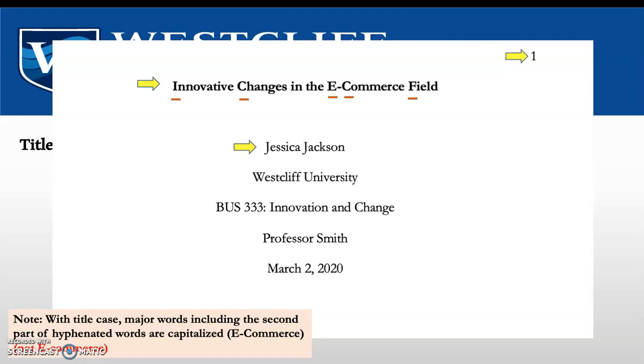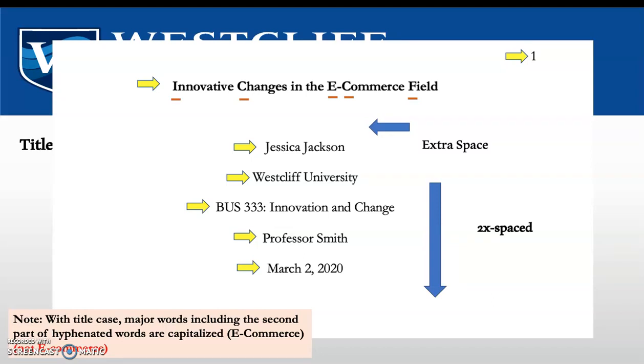Now all the information on the title page will be centered. After the title comes the author's name or student name, Westcliff University, course code, course name, professor's name, as well as the date written as seen here. This is going to be double-spaced. There is one extra space after the title itself.